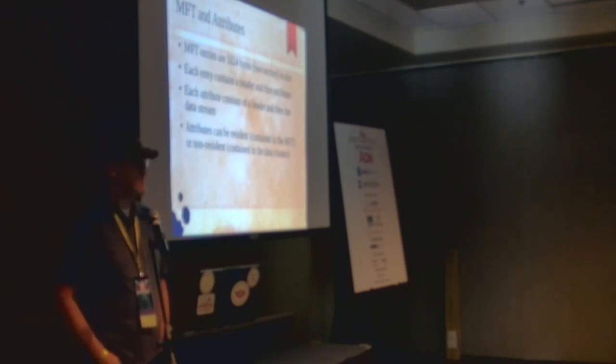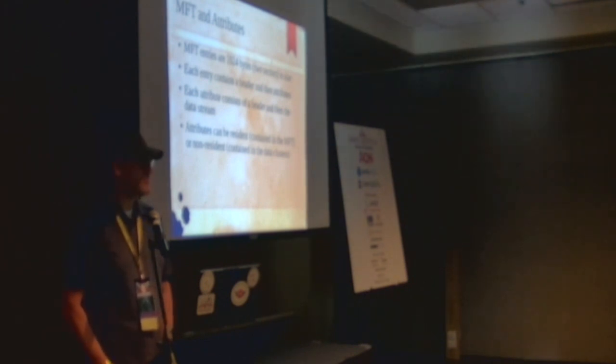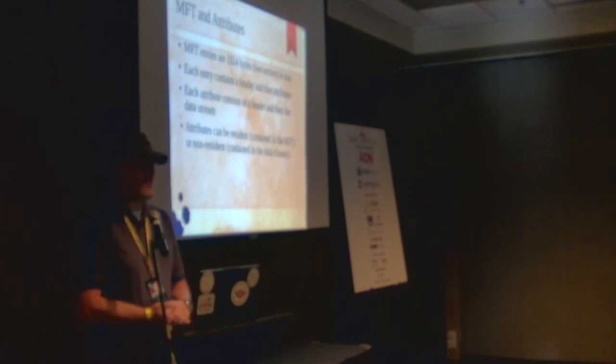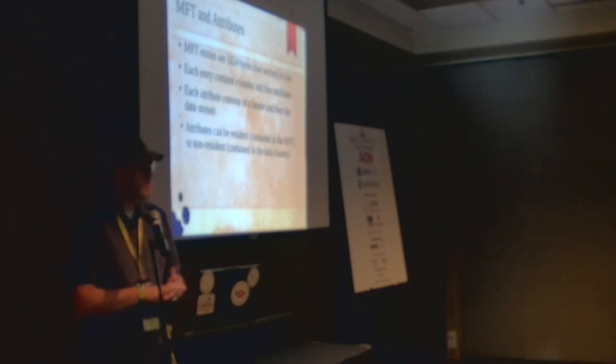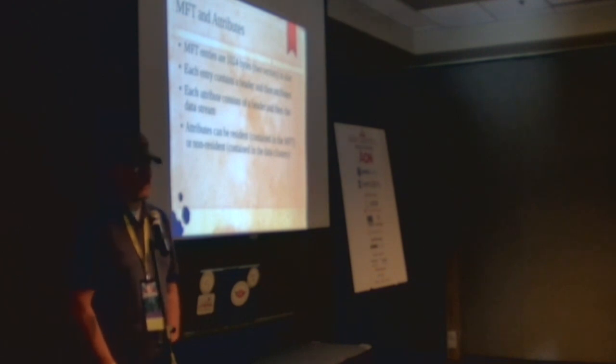MFT and attributes. MFT entries are all 1K bytes, or 2 sectors long. Each of these MFT entries contains a header, and then a list of attributes for the file or directory. Each attribute in turn contains a header, and then there is the data stream. The data stream is either resident, inside the MFT, or if it's too large to fit in that MFT entry, it becomes non-resident, which basically means it gets kicked out into the data clusters.